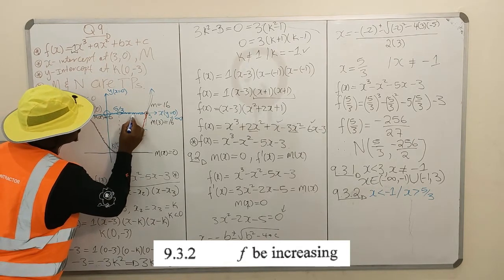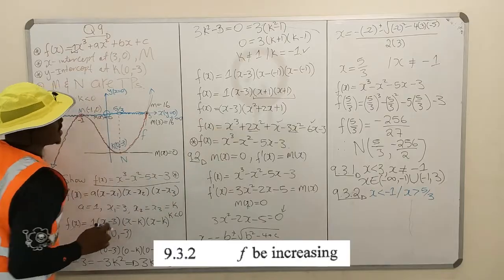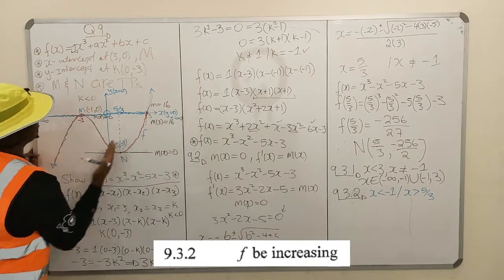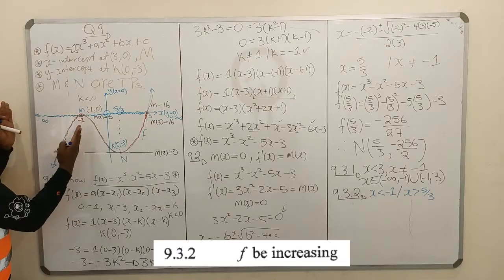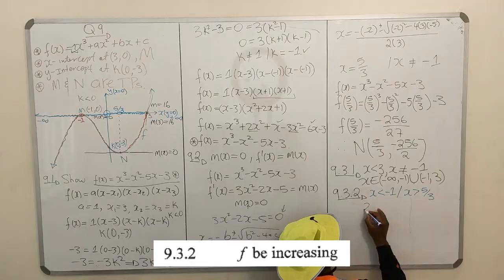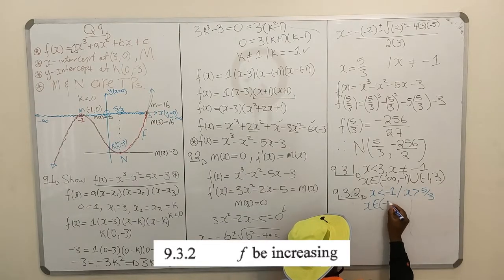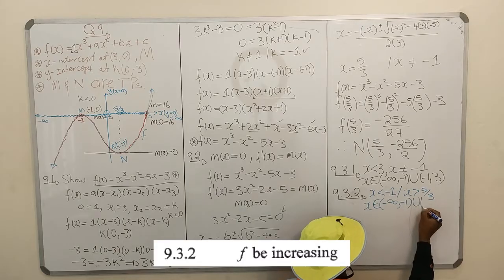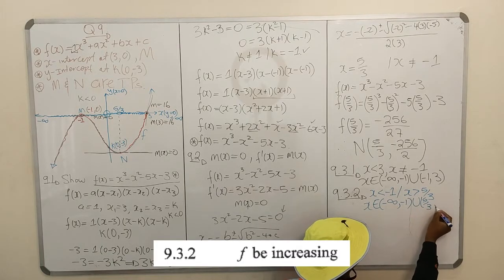After this point going this way, all those x values that side, right? All the x values that side to infinity, and all the values from negative infinity to this point. So we want to say the interval x an element of negative infinity to minus 1, union 5/3 to positive infinity.